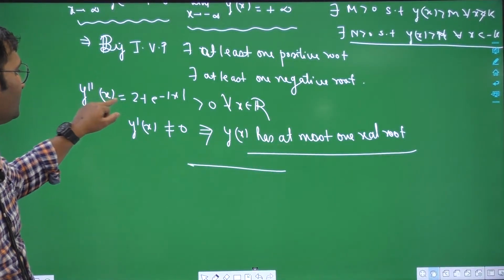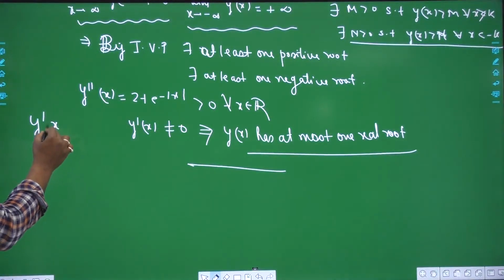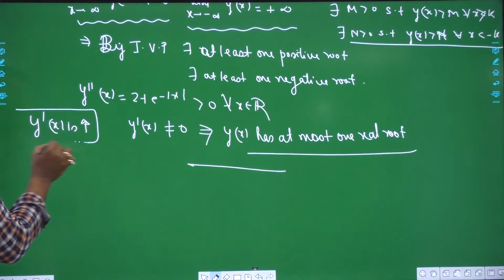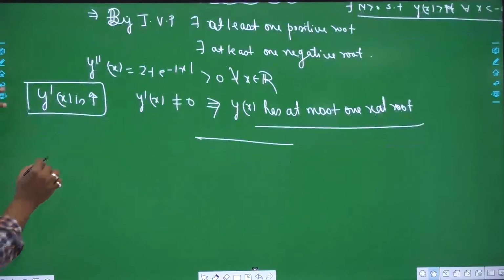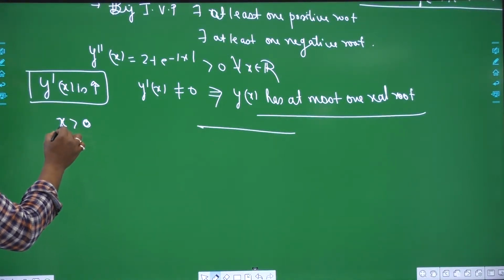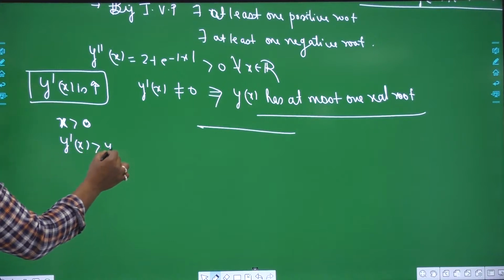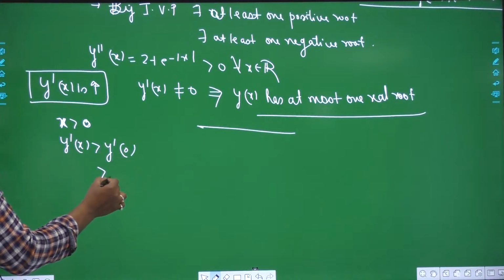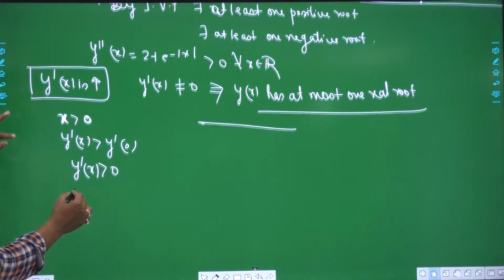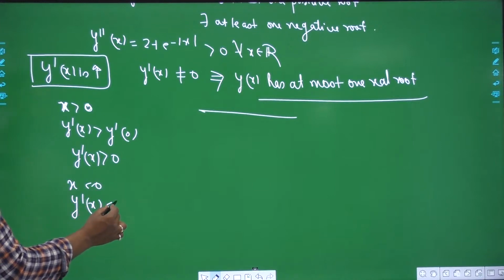Because अगर y dash x greater than 0 दे रखा है, इसका मतलब क्या हुआ? It implies your y dash x is increasing. अगर y dash x increasing है, now clearly see that for all x greater than 0, y dash x will be greater than y dash 0. y dash 0 कैसा दे रखा है? 0. इसका मतलब y dash x क्या होगा? 0 से बड़ा. And for all x less than 0, y dash x will be less than 0.